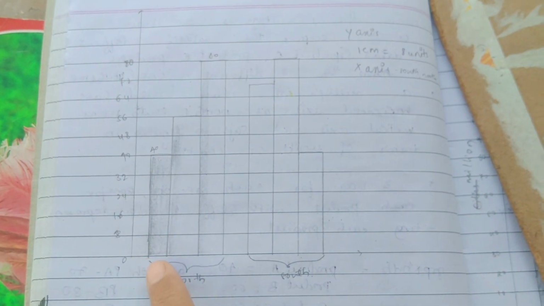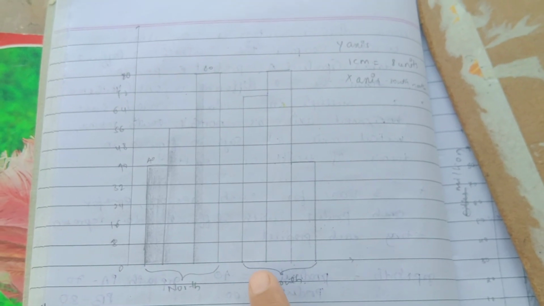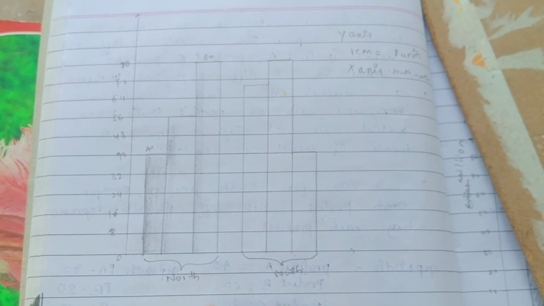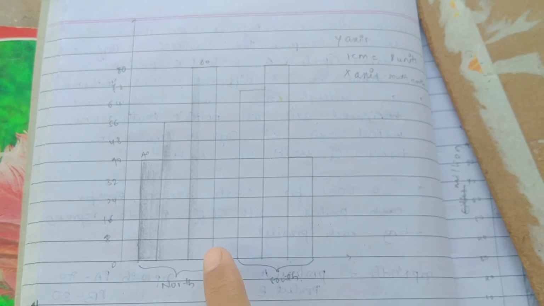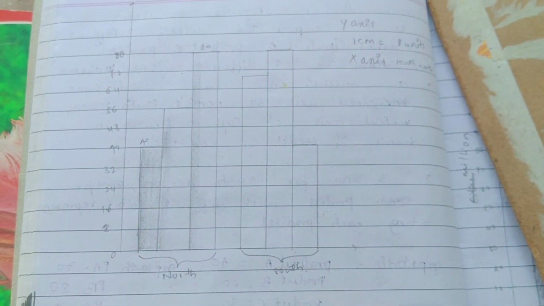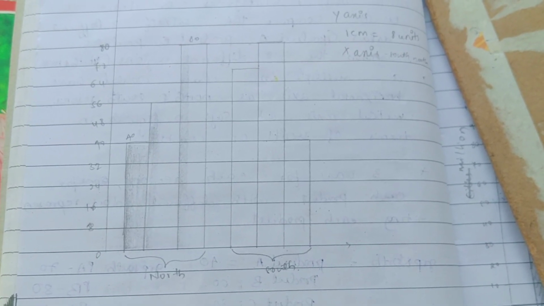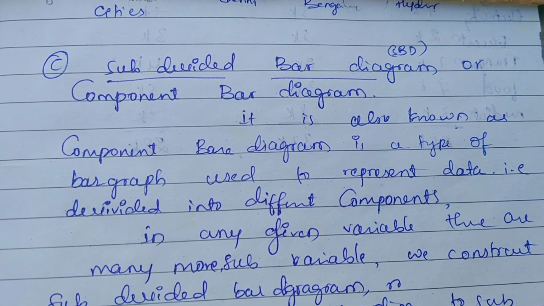Product A in north, how it is, and the same product A in the south, its value is high in the south direction. Similarly, product C in north is very high, but in south the product is at a very low level. So it is a multiple bar diagram. It is easy to compare the data.